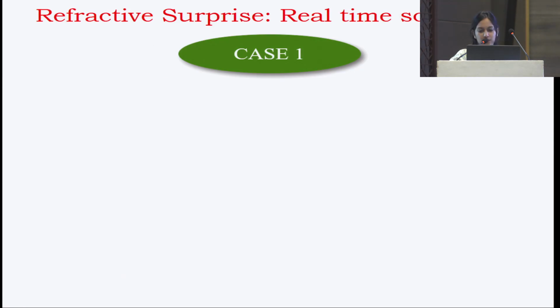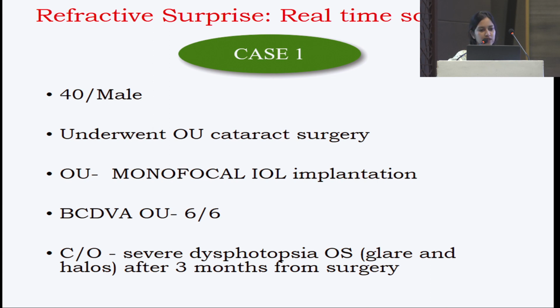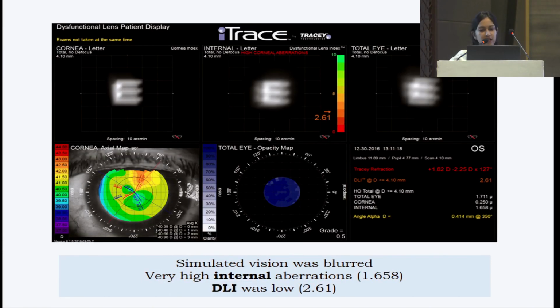I would like to discuss two very interesting cases. This was a 40-year-old male who underwent both eye cataract surgery with a monofocal lens, and best corrected vision was 6/6. He complained of severe dysphotopsia 3 months after the surgery. Earlier he was given all the lubricants, but he was not satisfied. The iTrace gave this simulated vision picture, which was very blurred, internal as well as corneal. The dysfunctional index had come down even though there was a clear lens, clear IOL. Even then it was giving a dysfunctional lens index of 2.6. DLI was very low with high internal aberrations.